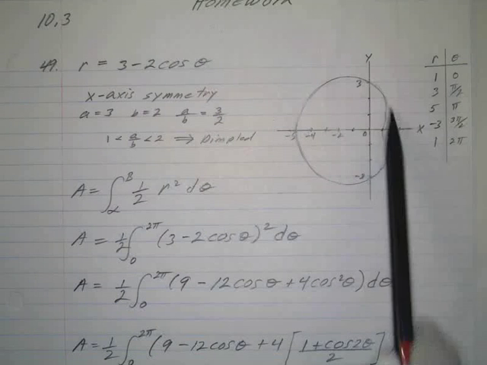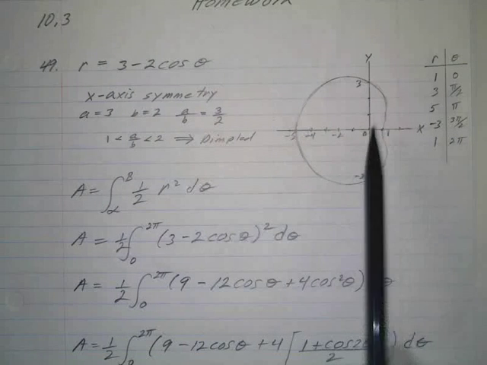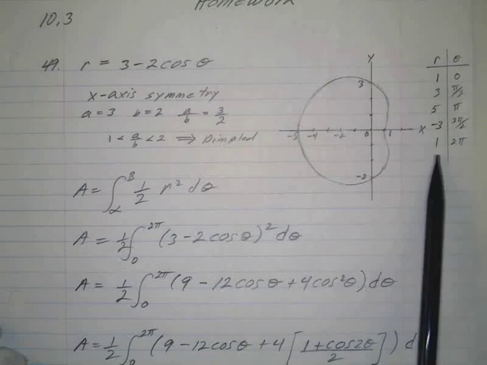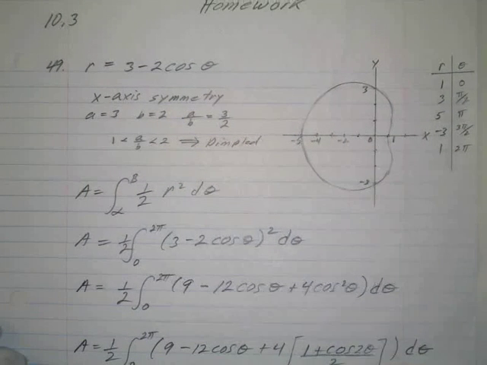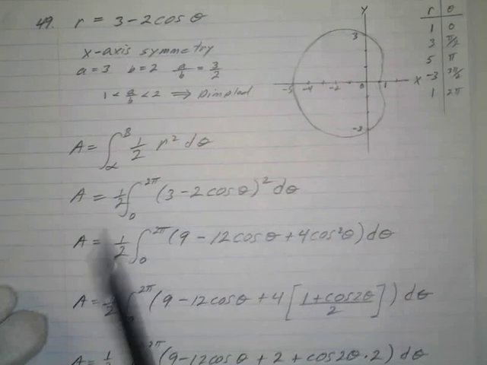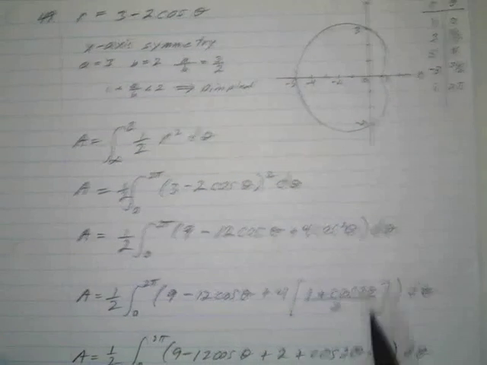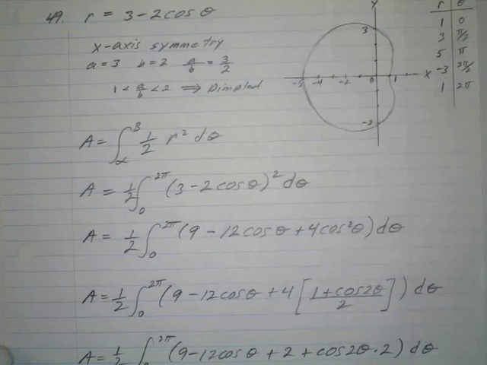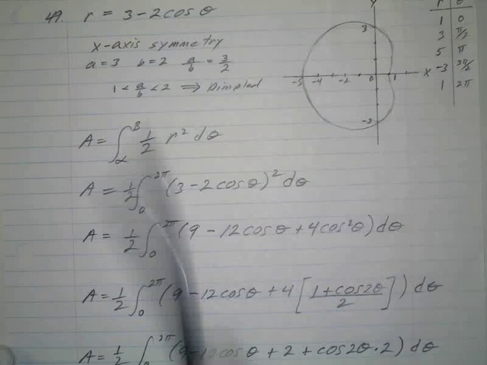Dimpled. So I kind of sketched it out over here what it looked like by trying to get some points over here. So you can kind of get an idea what it looks like. Okay, so we're going to take the area of this, and it is symmetrical. We could use symmetry, but it's just as easy to do the 2 pi thing.